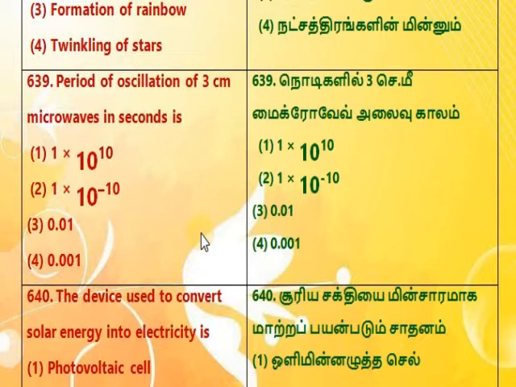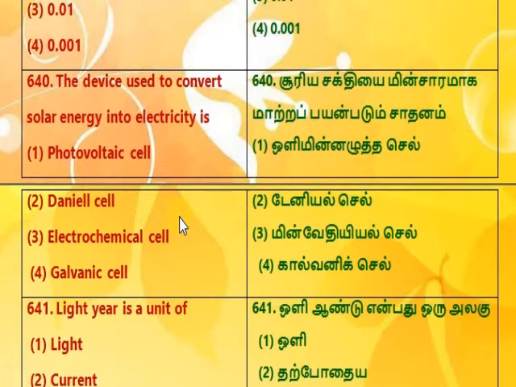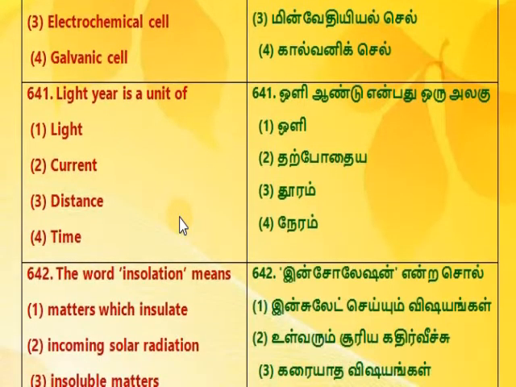639. Period of oscillation of 3 cm microwaves in seconds is: 1. 1 × 10^10, 2. 1 × 10^-10, 3. 0.01, 4. 0.001. 640. The device used to convert solar energy into electricity is: 1. Photovoltaic cell, 2. Daniell cell, 3. Electrochemical cell, 4. Galvanic cell.